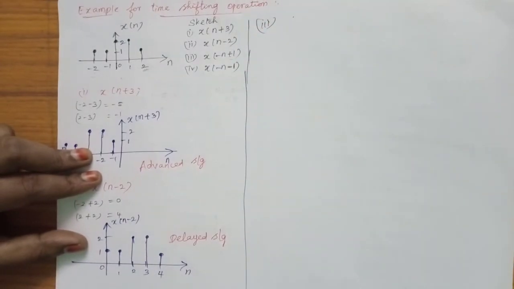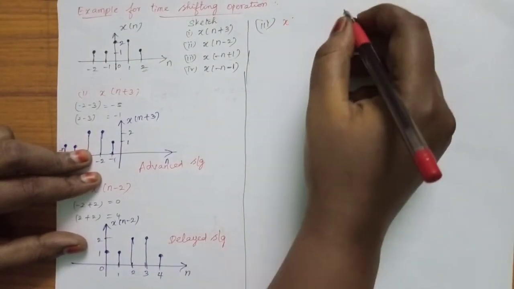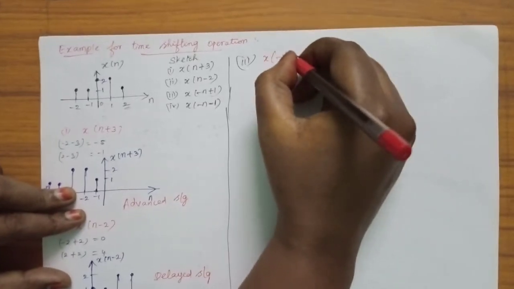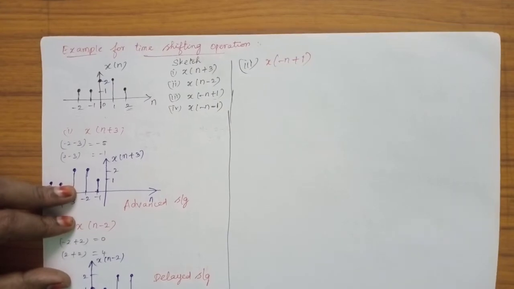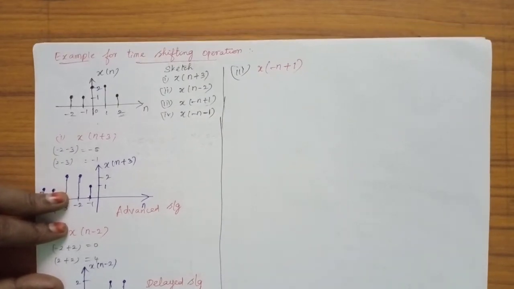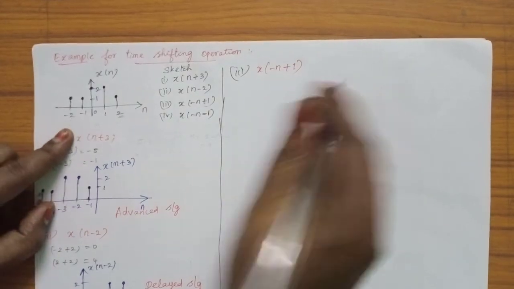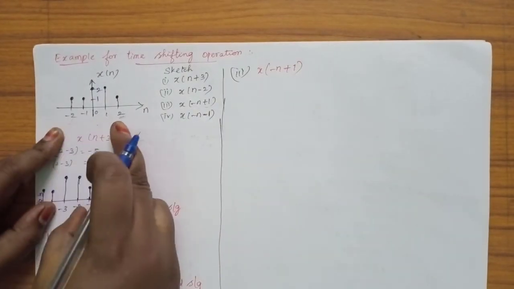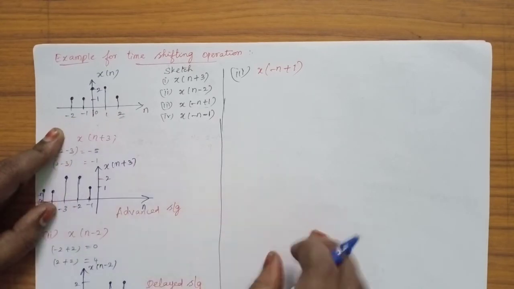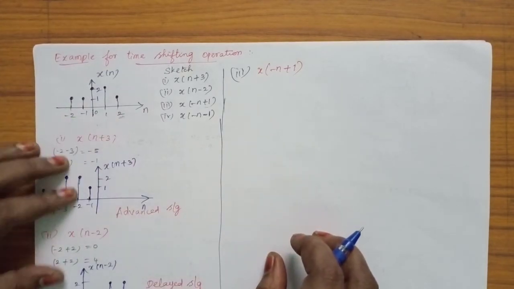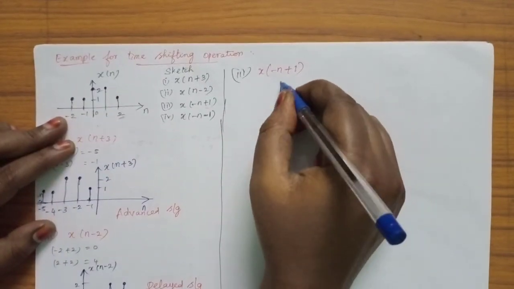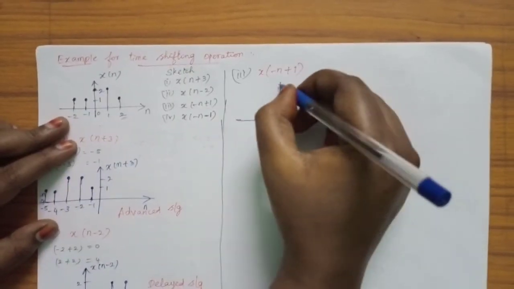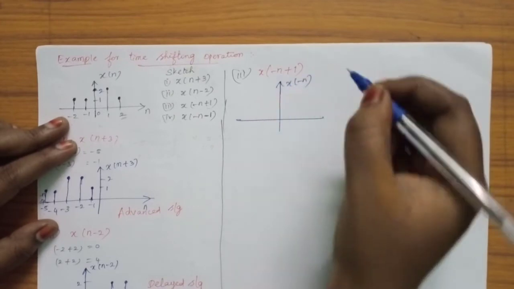Okay, so next we will draw the third one, x of minus n plus 1. So for that first we have to plot x of minus n. Okay, so x of minus n: the signal starts from minus 2 to plus 2, so the limits will be again minus 2 to plus 2 only. Okay, but we have to be conscious of the absolute values.